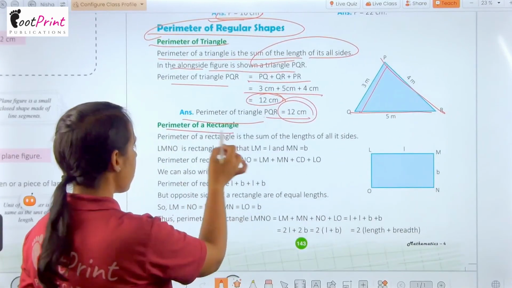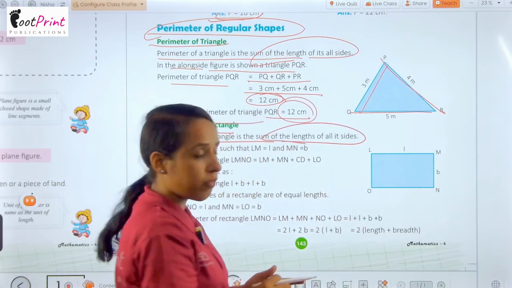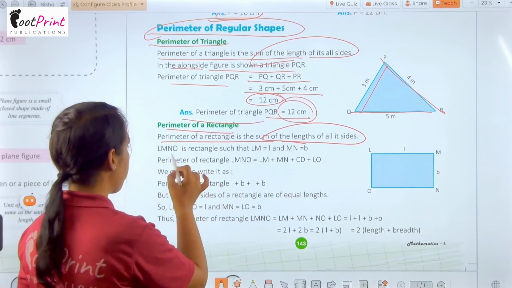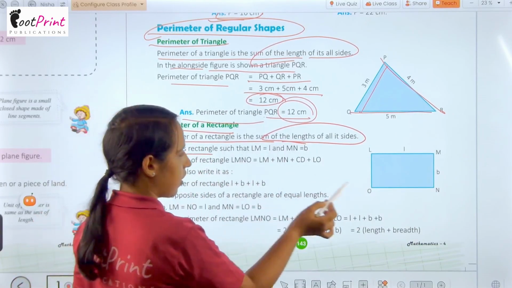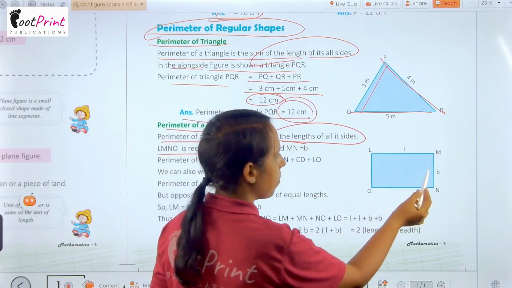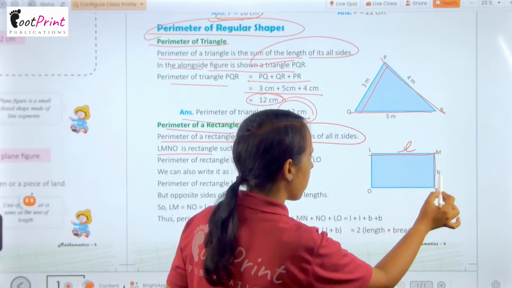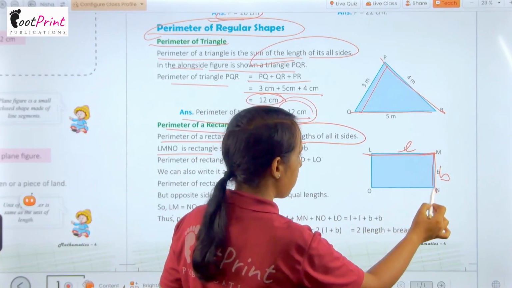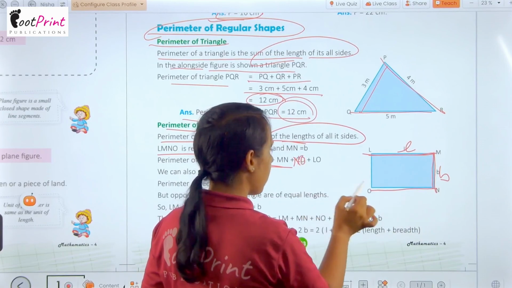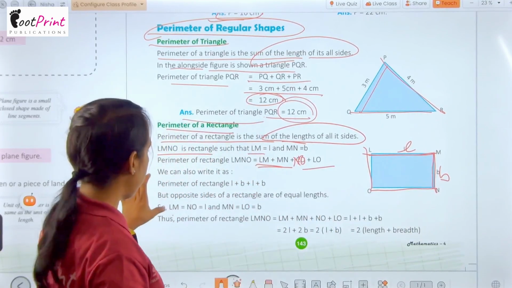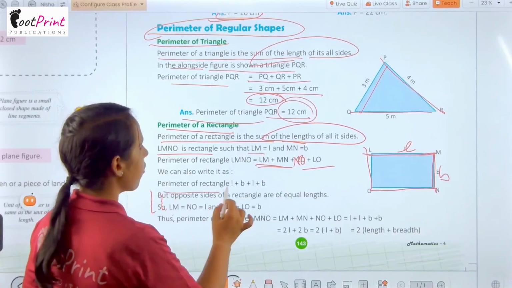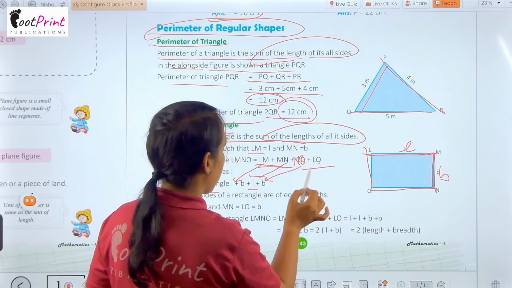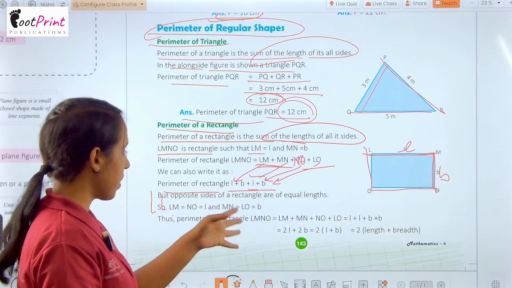Now the perimeter of a rectangle. The perimeter of a rectangle is the sum of the lengths of its sides. So we add all the side lengths. Here LMNO is a rectangle, where LM equals L and MN equals B. Now we will add LM, MN, NO and then LO. After adding that we get the perimeter of the rectangle. LM is L, MN is B, NO is L and LO is B. So we get L plus B, L plus B.